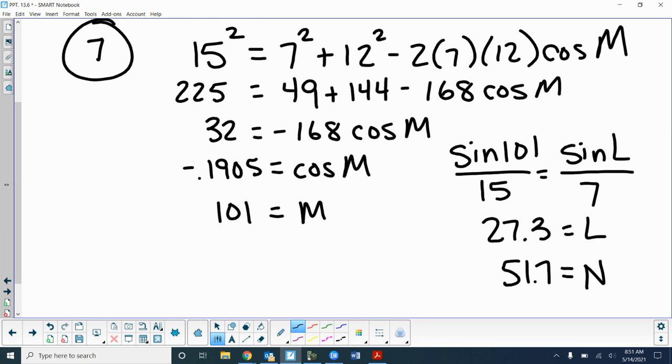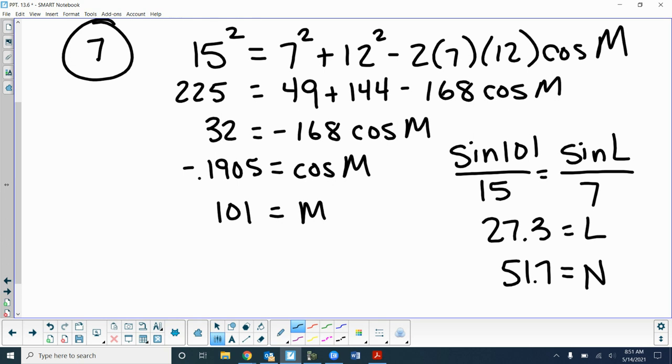Questions on side, side, side? So go for the largest for side, side, side. And then always remember, when you go from law of cosines to law of sines, you gotta go for the smaller remaining angle. And then add the two angles you got, subtract from 180 for the third angle.